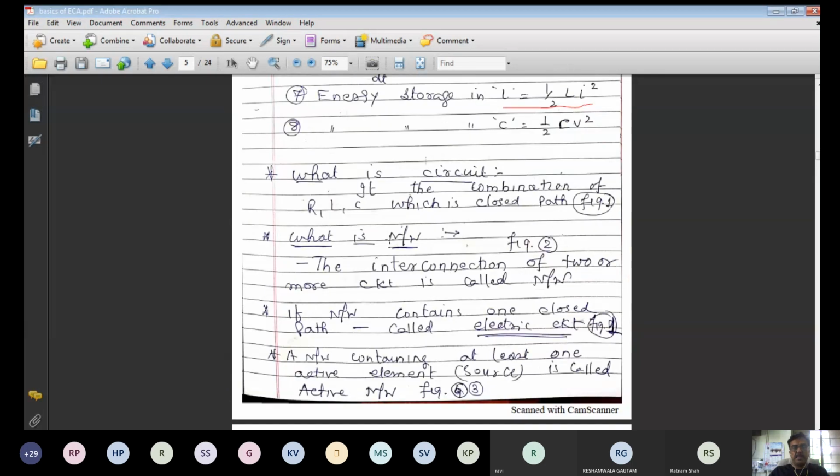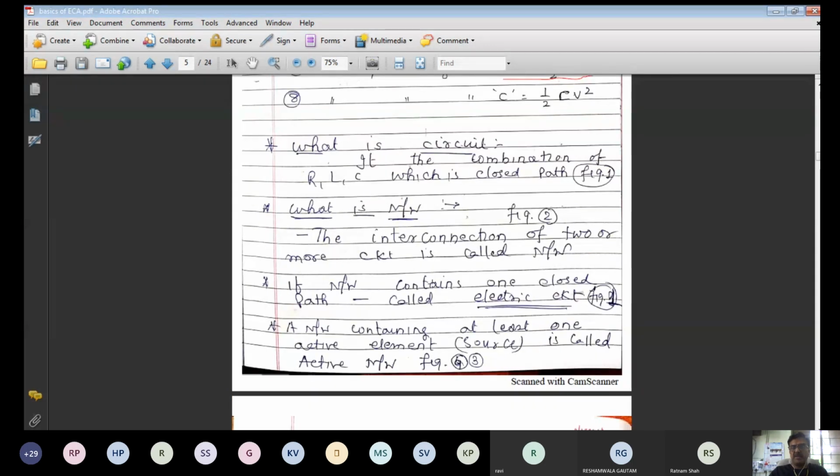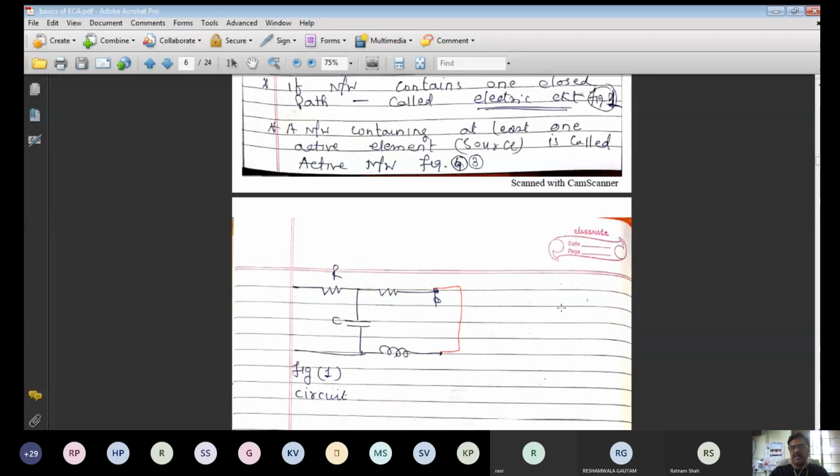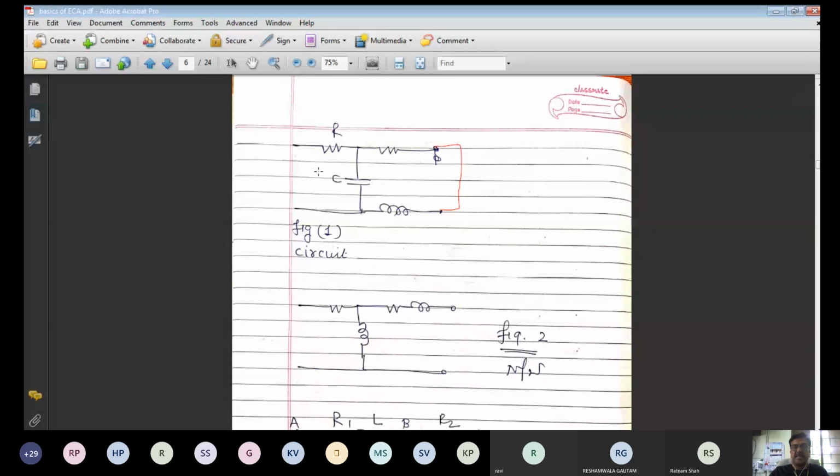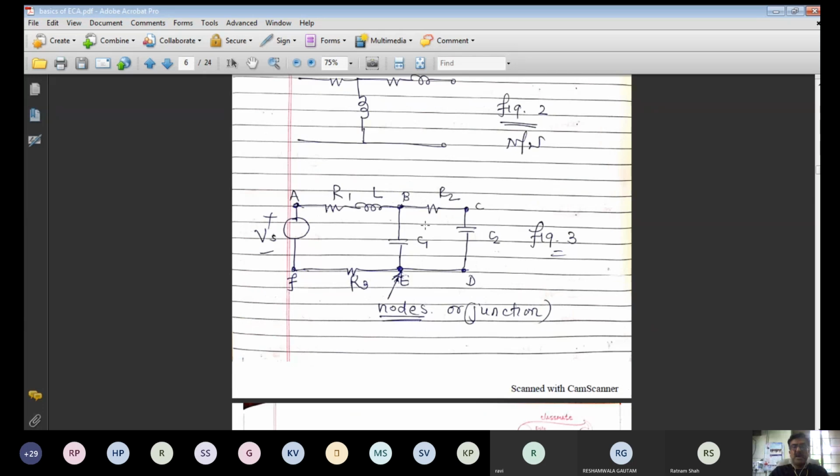Now another point, the network. If the network contains one closed path, we call it an electrical circuit. Any one closed path is an electrical circuit. You can say that a circuit is a network, but a network is not equal to a circuit. Now if I use one or more circuits together, suppose this is one circuit, this is another circuit, and I connect these two circuits together, it is known as a complex network.